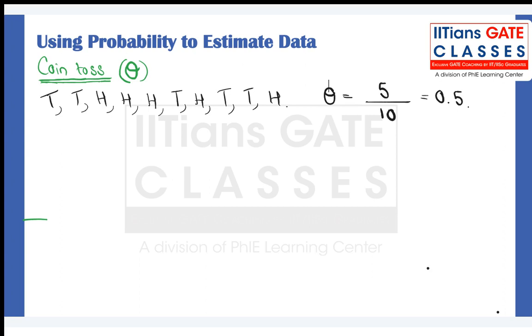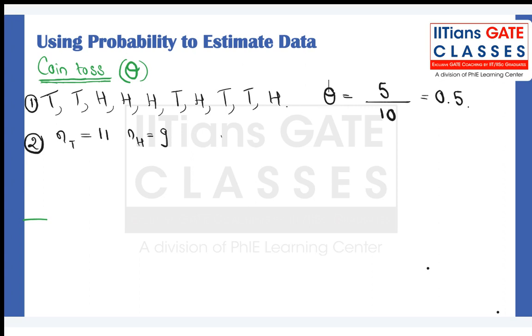Understood or not? Something very simple, right? I'm not bullshitting around here. Let's say the second experiment is, instead of tossing it 10 times, you tossed it 20 times, and the number of tails you get is 11 and the number of heads you get is 9. Can you estimate the theta now?